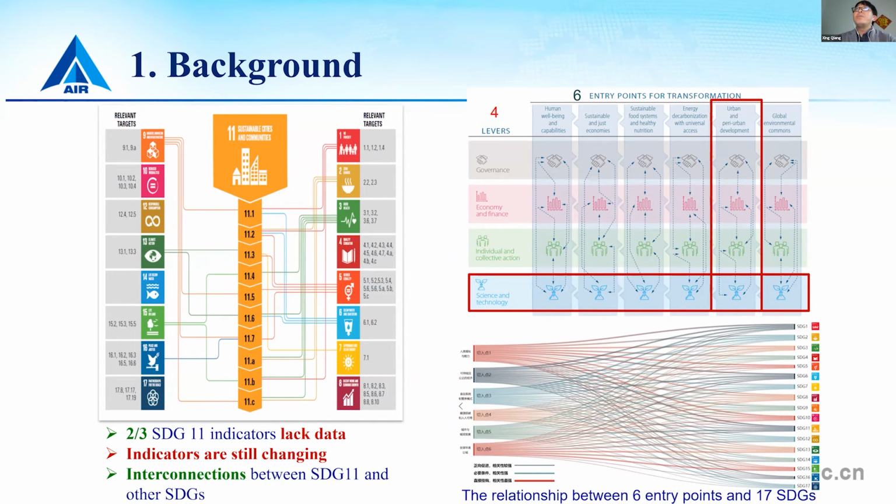For the 6 entry points, which were also proposed by the United Nations, it also included and emphasized urban and peri-urban development as one of the 6 entry points. Because these 6 entry points are summed from the 17 goals, it still puts urban as one of the 6 parts. And you see this 6 transformation is also closely related to the 17 goals.